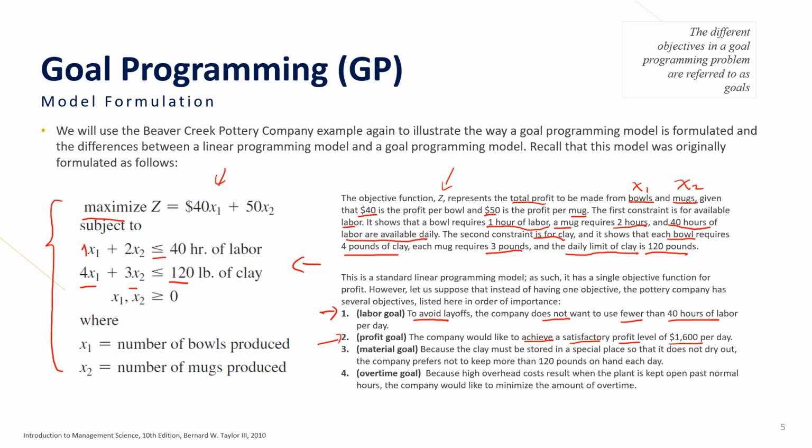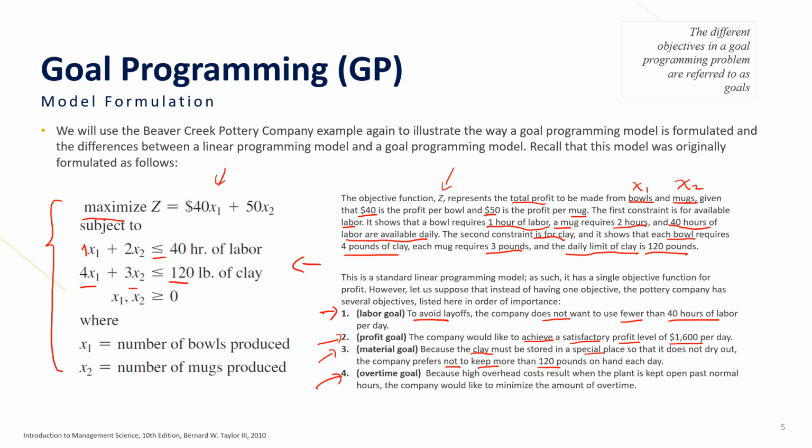And then another one is the materials. The clay is limited in the store, so to make it not dry out, because every day if you don't use it, it will dry and cannot be used anymore the other day, they want to not keep more than 100,000 pounds on hand every day. So they will have only a maximum of 120. They want to use less than that. This is treated as a goal.